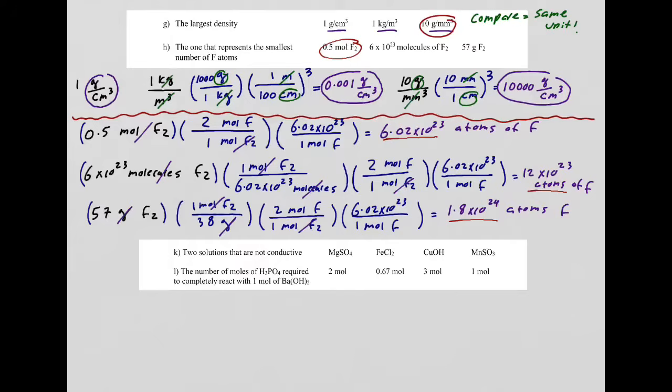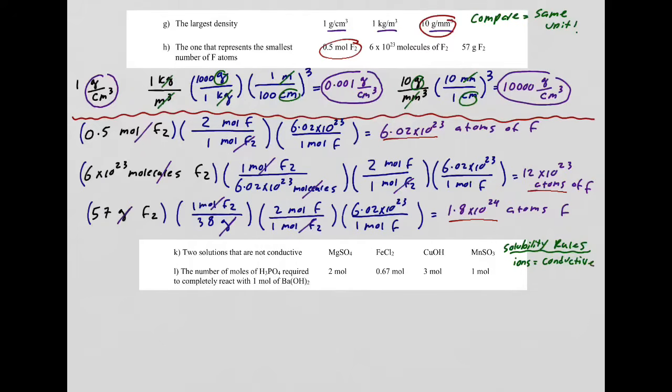So two solutions that are not conductive. What does conductivity have to do with anything? Remember what we talked about. When you have free ions, you are conductive. So when it talked about conductivity, you have to look at solubility rules, because free ions are conductive. You have to see if, based on the solubility rules, they would break up into ions. And if they break up into ions, then they are conductive, right?